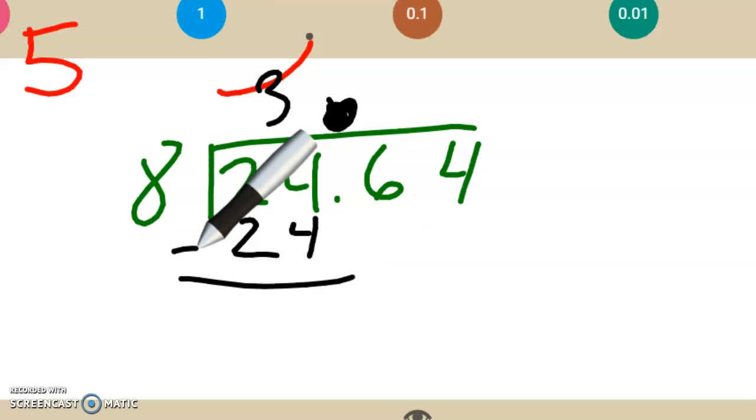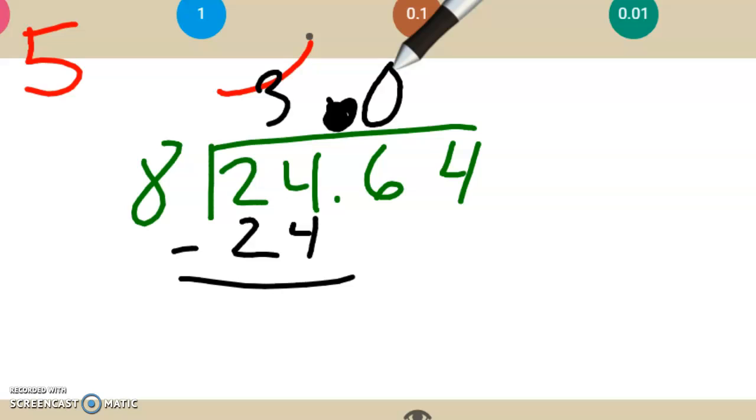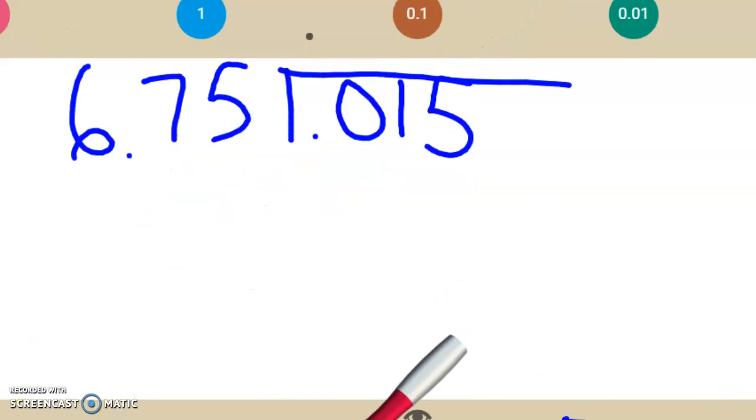And then 8 goes into 6. It doesn't, so we throw up a 0. And 8 goes into 64 8 times. Ta-da! Finished.